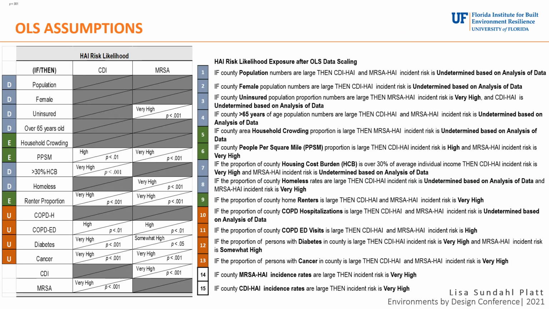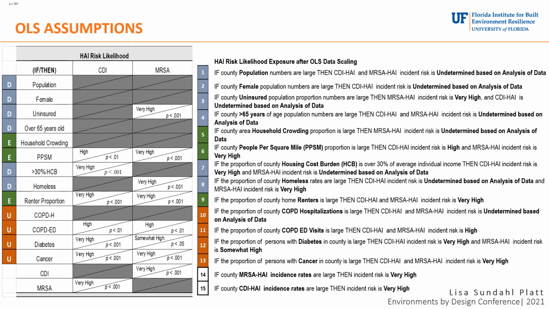This exact approach for algorithm development was then executed for each of the categorically based socio-ecological variables deemed significant in the supervised machine learning analysis. So for example, in the socio-ecological variable category of demography, an associated decision rule algorithm of if county uninsured population proportion numbers are large, then MRSA HAI incident risks are very high, and C. diff HAI is undetermined based on analysis of data.